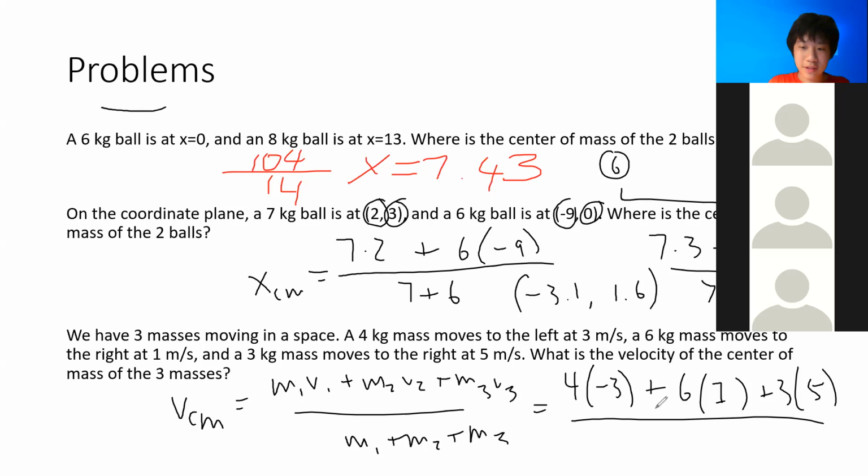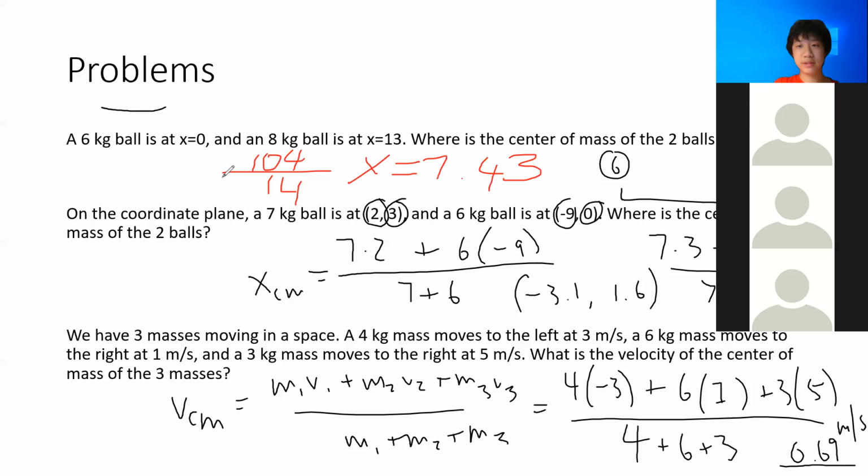So if you're to solve that over 4 plus 6 plus 3, then let's see. Negative 12 plus 6 plus 15 over 13. 0.69 meters a second. Okay? And which direction is it going in? Since we define the positive direction as right, and this is positive, then it means it's going at 0.7 meters a second to the right.